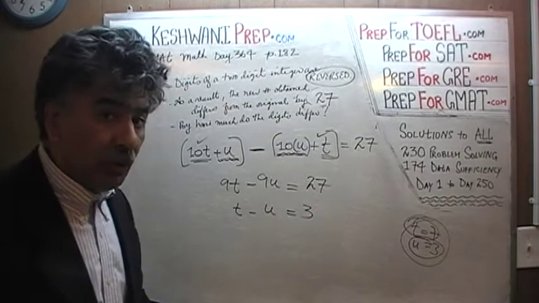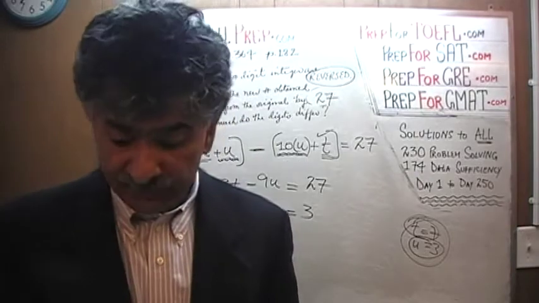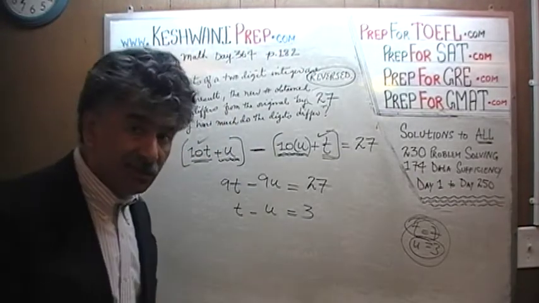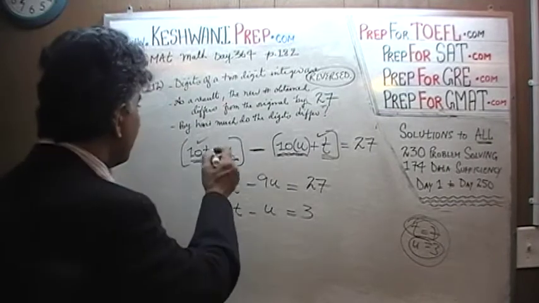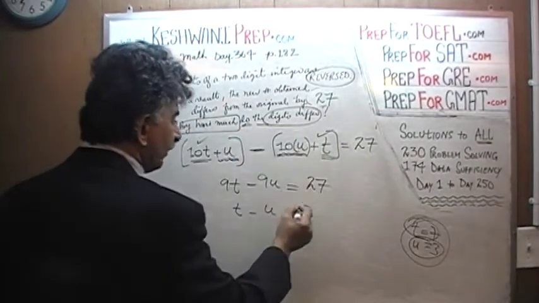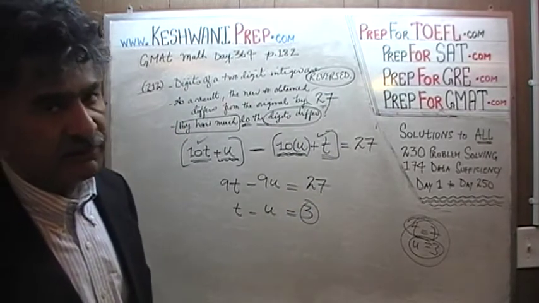But we do not know what that integer is. There are several different possibilities. Then nobody's asking us what is that two-digit integer. You understand? They're not asking us what is that two-digit integer. They're asking us by how much do the digits differ? They differ by 3. But they're not asking us what the integer was. There are several different possibilities.